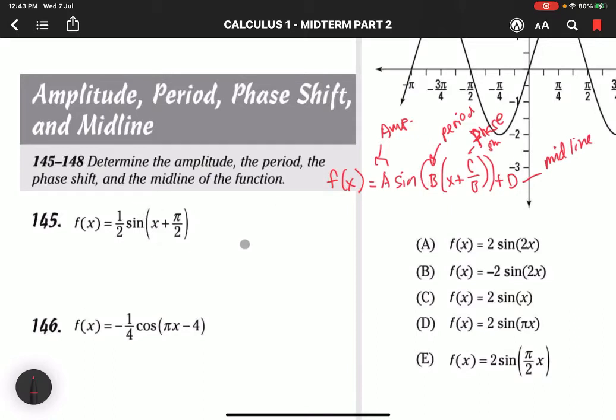Madidetermine na natin kung ano tong mga value ng mga to. Obviously, i-rewrite muna natin bago tayo magsagot. 1/2 sine times, okay? Sabi natin, dapat may b doon pero walang katabing b. So, obviously, pag walang ganon, meron siyang 1. 1x actually yan. So, iwalay lang natin si 1, multiply by x.